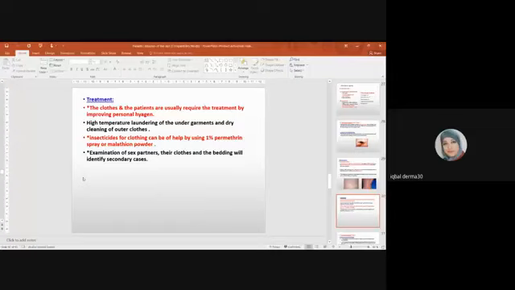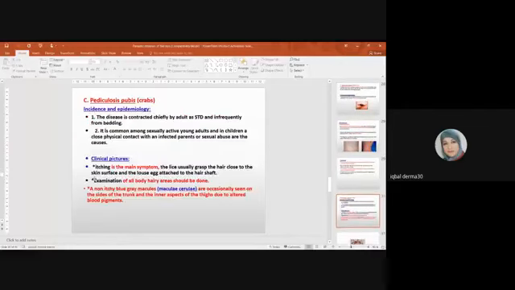Okay. Treatment: the same previous line, topical and systemic, and you also have to keep in mind that the lice live in the seams of the clothes, so the patient requires treatment through drying at high temperature, laundering of the clothes and the bedding, and using anti-pediculicidal agents, and also examination of all family members, and all of them will be treated.